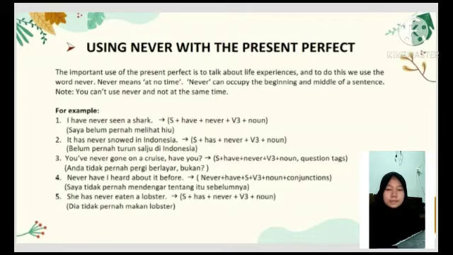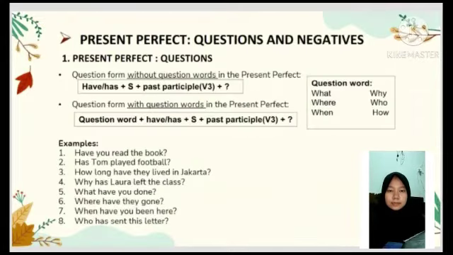And the form is subject plus have plus never plus verb 3 plus noun plus question text. And the next example you can read by yourself. And the last material is present perfect, questions and negatives.